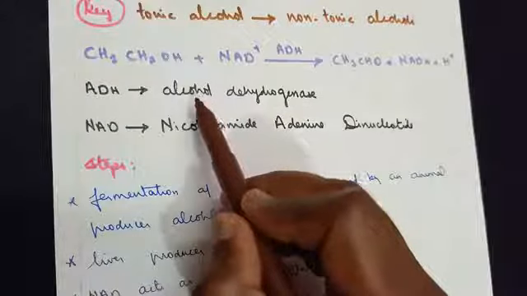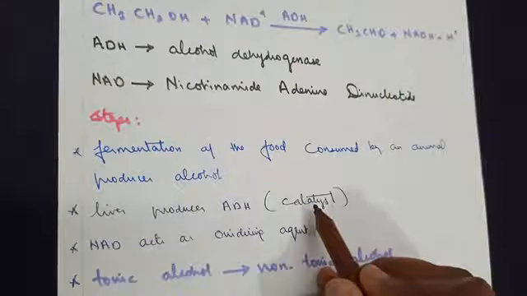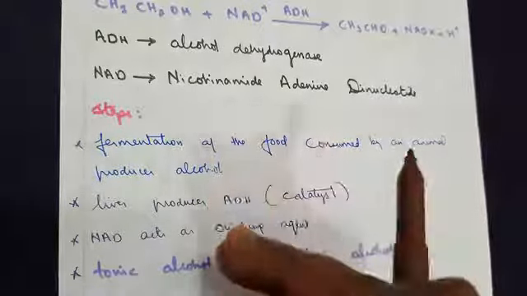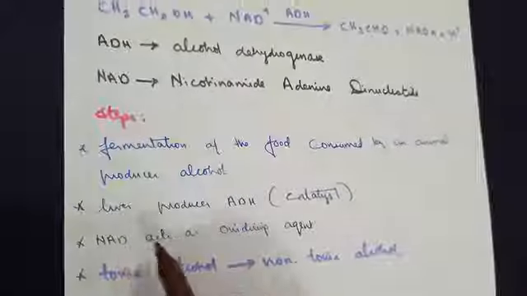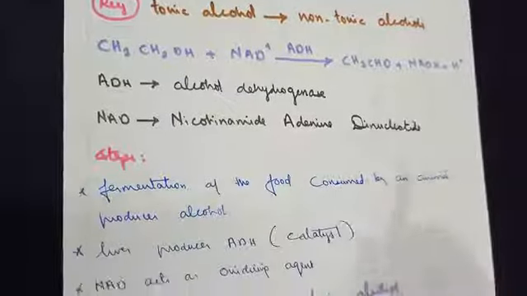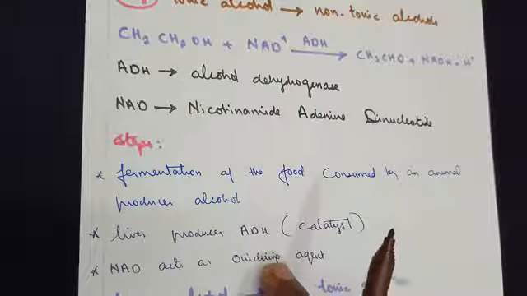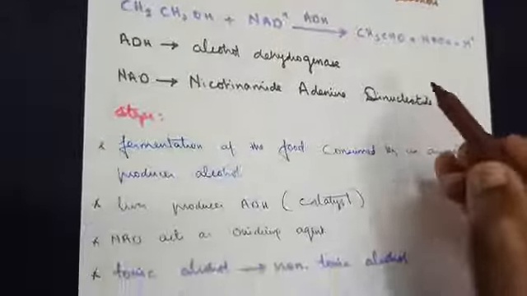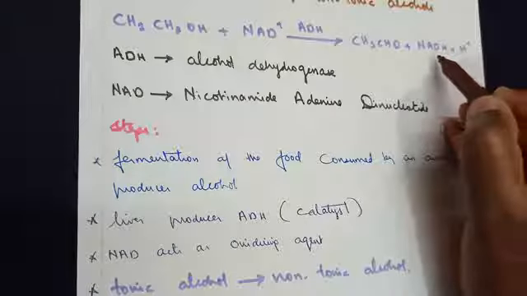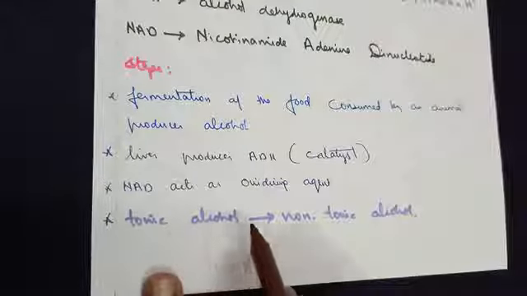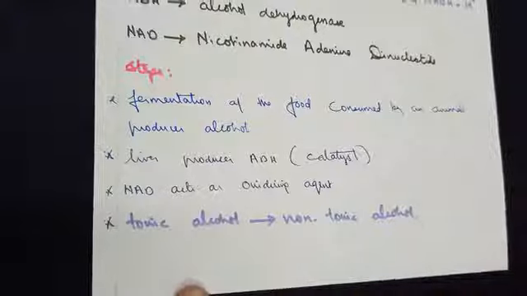The expansion given is alcohol dehydrogenase. It acts as a catalyst for the reaction. And they also have an oxidizing agent, that is NAD, nicotinamide adenine dinucleotide. So what happens? The toxic alcohol, treated with an oxidizing agent in the presence of a catalyst, gives an aldehyde plus NADH plus H+. So the key concept here is that toxic alcohol is converted into a non-toxic compound.